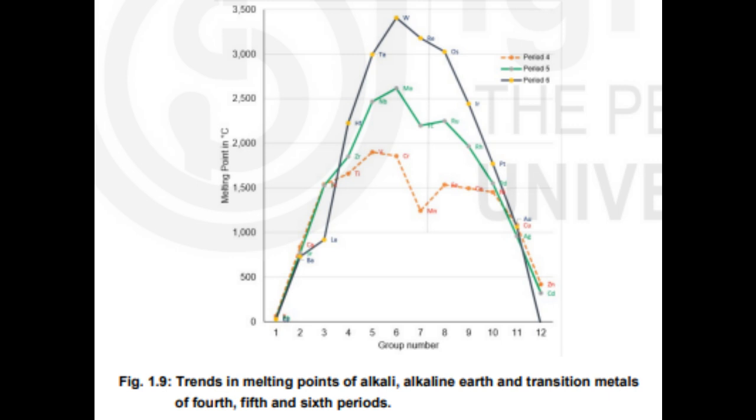The melting points of the elements of the first transition series are comparatively lower than those of the elements of the second and third transition series. This trend is very well illustrated in Fig. 1.10. The periodic trends in the boiling points are similar to those in the melting points.